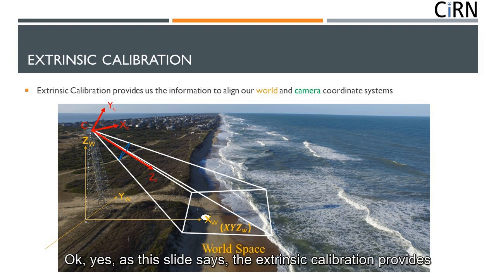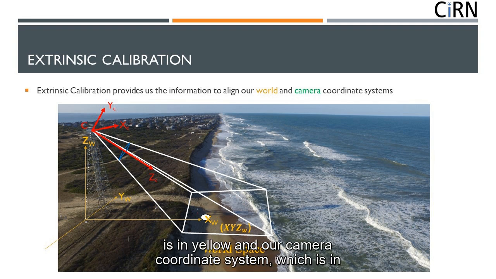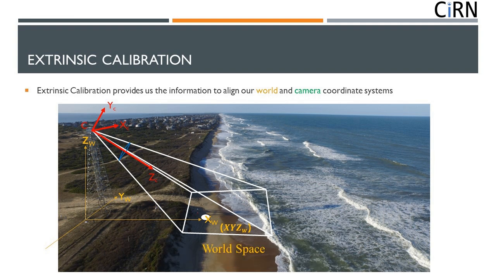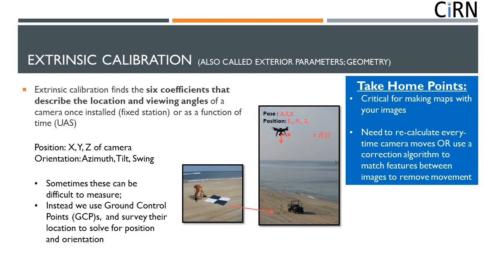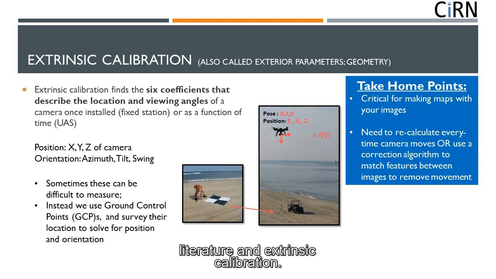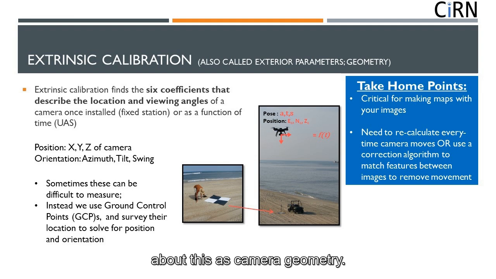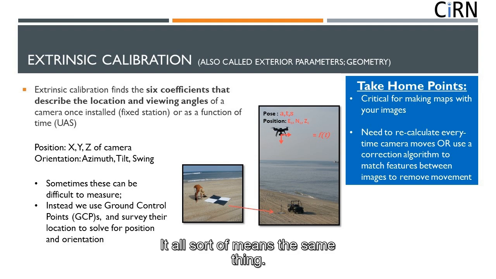As this slide says, the extrinsic calibration provides us the information to align our world coordinate system, which is in yellow, and our camera coordinate system, which is in red. Again, this has different names that you might see in the literature. An extrinsic calibration, you may also see these parameters called exterior parameters, or some people talk about this as camera geometry. It all sort of means the same thing.